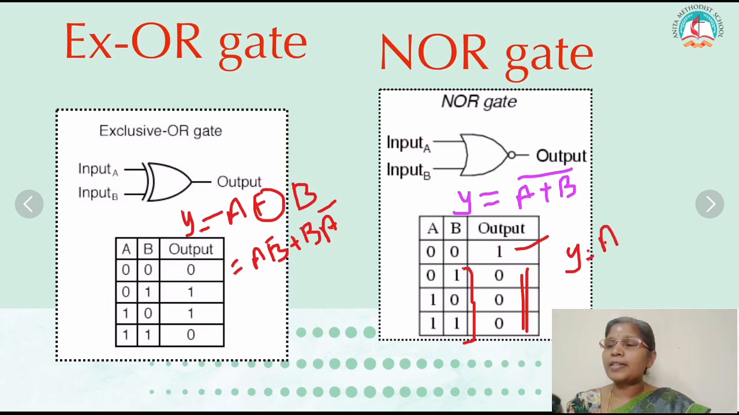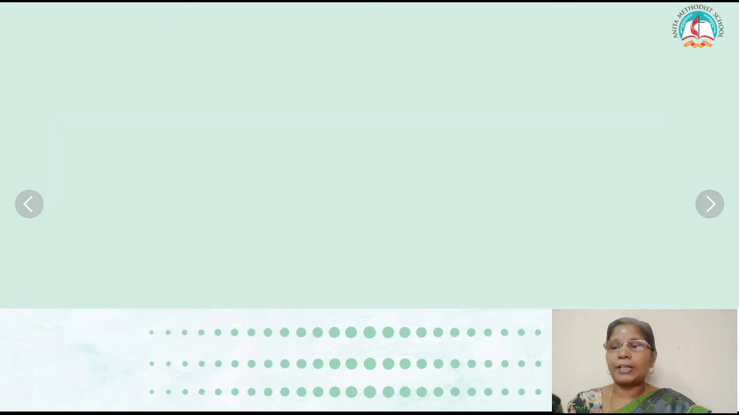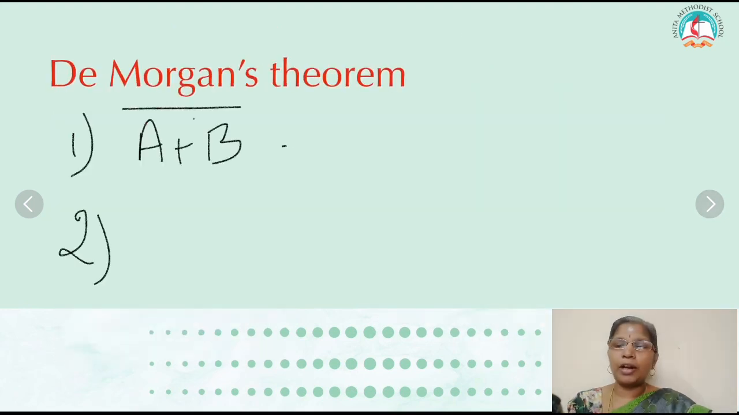NOR gate and NAND gate. NAND gate formula is A into B the whole bar. These two gates are called universal gates because they can build all the three basic gates: OR gate, AND gate and NOT gate.